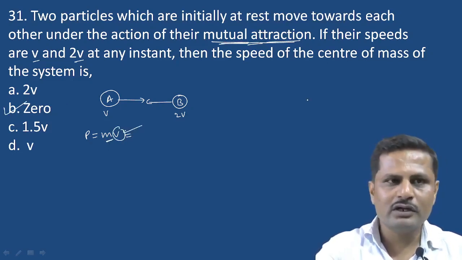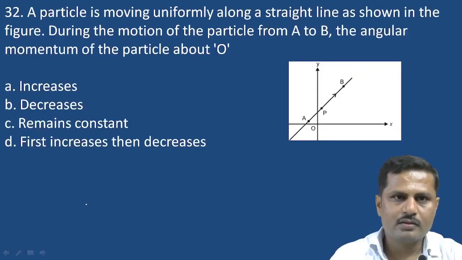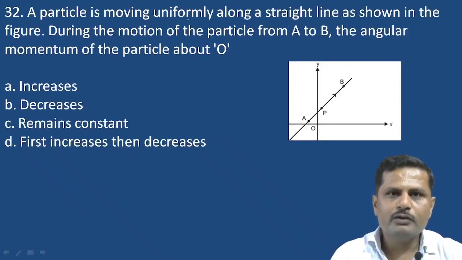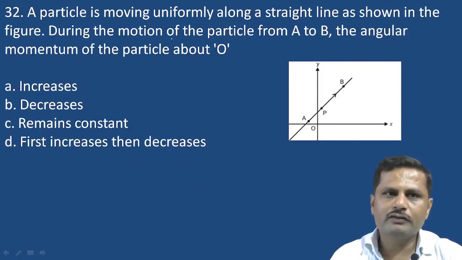Moving to the next question: a particle is moving uniformly along a straight line as shown in the figure. During the motion of the particle from A to B, the angular momentum of the particle about O is? The particle is moving from A to B in a straight line path, but they are asking you to find the angular momentum of the particle. Angular momentum is related to rotational motion, but for a particle moving in a straight line path, the angular momentum always remains constant.